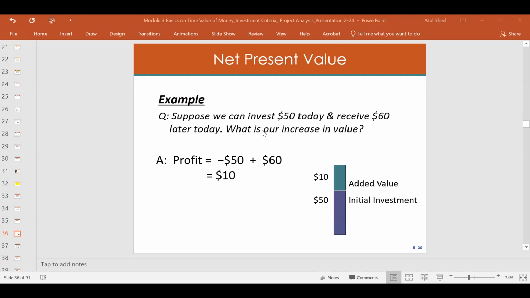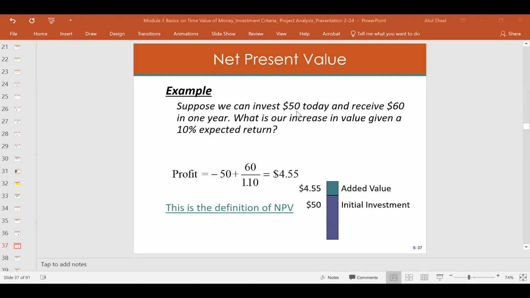So once again, coming to the basics of net present value, suppose we can invest $50 today and receive $60 later today. What is our increase in value? You're investing, so minus 50 is going out, plus 60. So your net is $10. The added value is $10 over here, right? That is the concept here. Suppose we can invest $50 today and receive $60 in 1 year. What is our increase in value given a 10% expected return? The opportunity cost of capital is 10%. R is 10%.